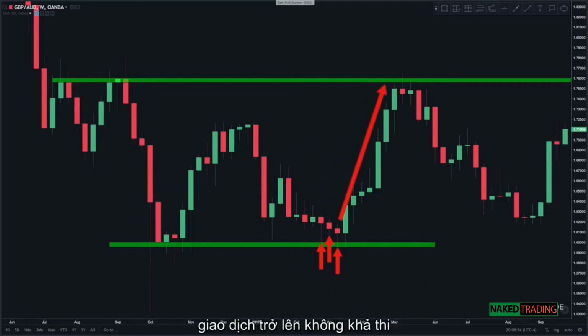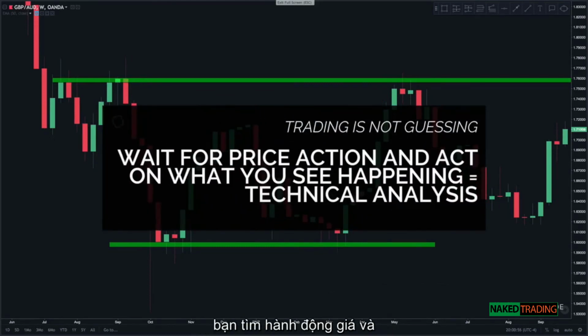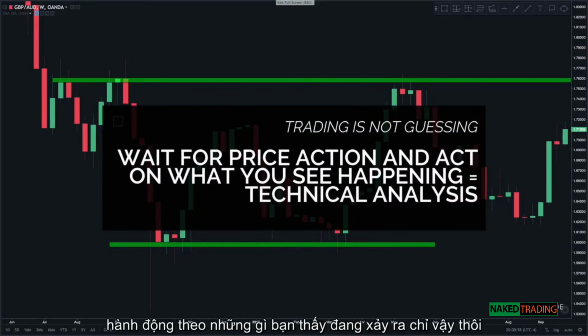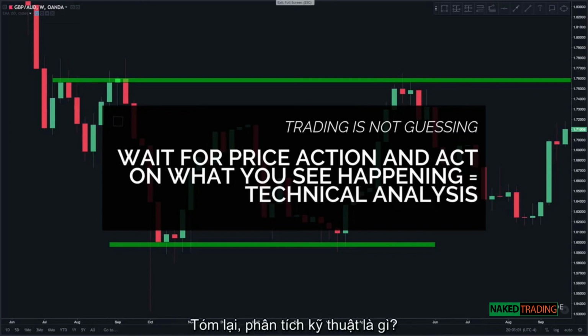Trading involves zero guessing. You look for price action and act on what you see happening. That is what technical analysis is in a nutshell.